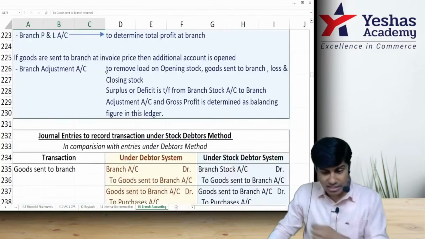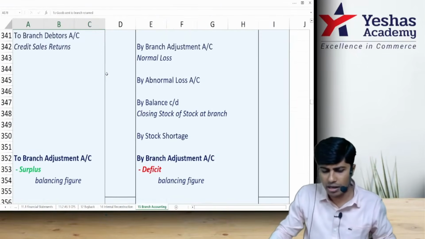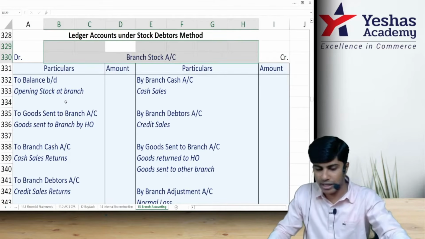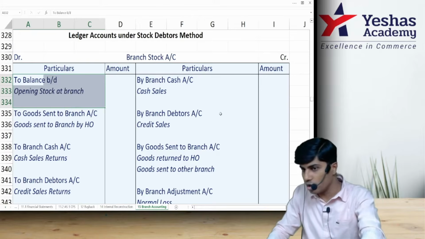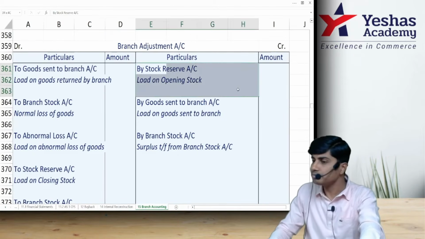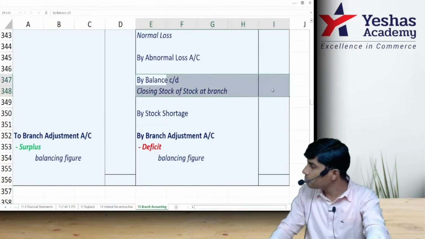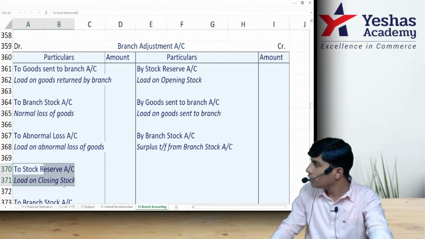Under stock debtor system, if you have to remove load, what we do is very easy and simple. Whatever the item is there in branch stock account, if it is at a higher price, for example, opening stock, load will not be removed in the branch stock account credit side. We'll write it in branch adjustment account credit. In the stock account, closing stock is at invoice price. Load is removed on the debit side, not of branch stock, but in branch adjustment account.